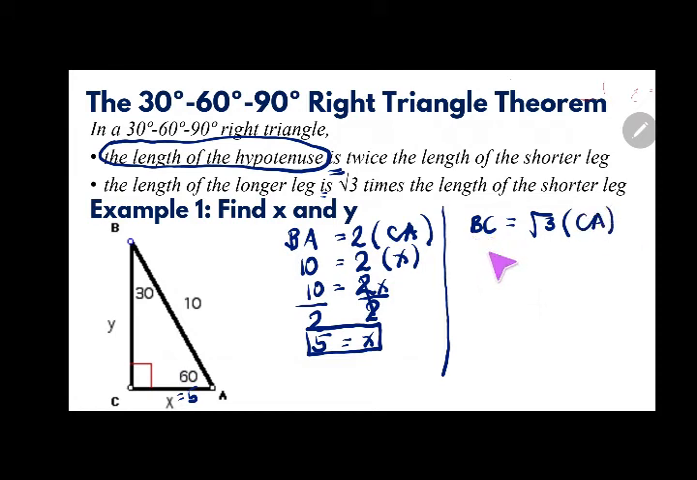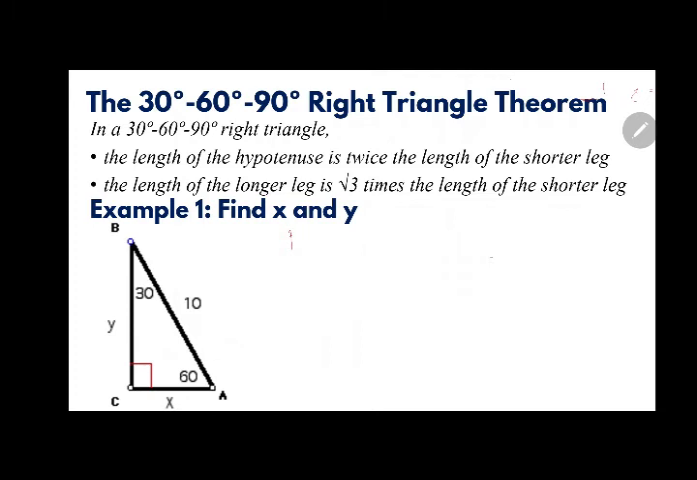Substitute ulit. BC. So, y is equal to square root of 3 times CA. So, alam na natin na ang CA ay 5. So, i-simplify natin gamit ang operation on radicals. y is equal to square root of 3 times 5. That's the same as 5 square root of 3. So, ito naman ang value ng ating y.